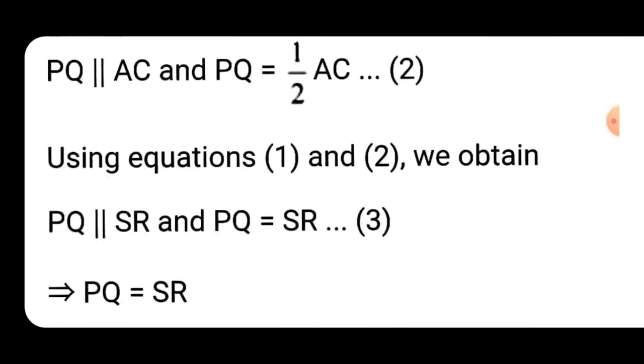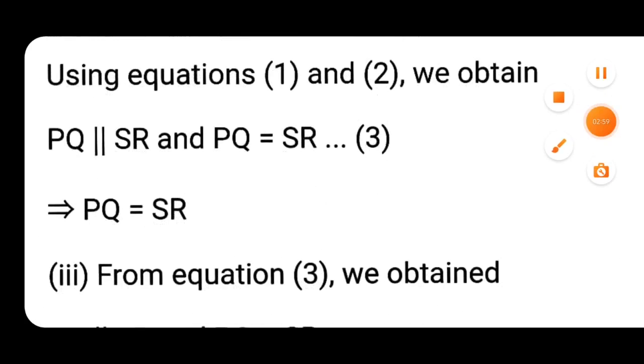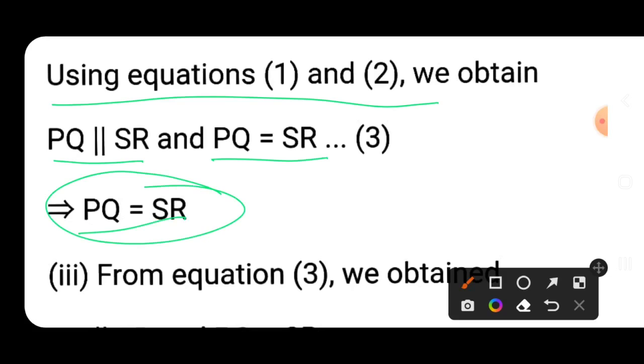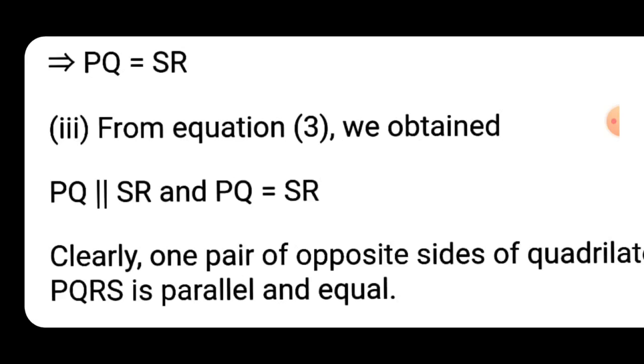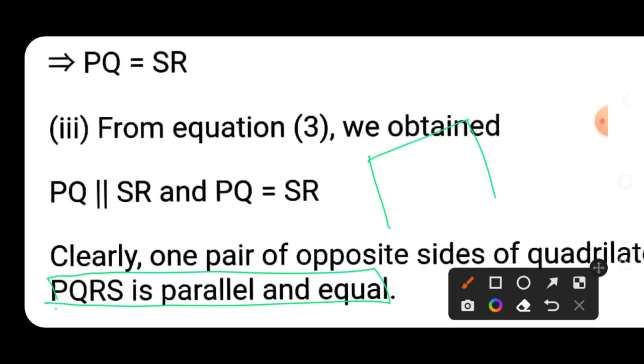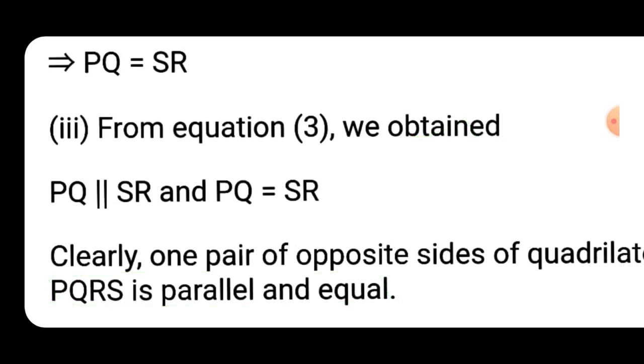Now compare the first and second equations. Using them, we obtain PQ parallel to SR and PQ is equal to SR. When PQ is equal to SR and PQ is parallel to SR, we can say that PQRS is a parallelogram. If any one pair of opposite sides of a quadrilateral are equal and parallel, then it is a parallelogram. In any quadrilateral, if one pair of opposite sides is both parallel and equal, it becomes a parallelogram. Okay, understood?